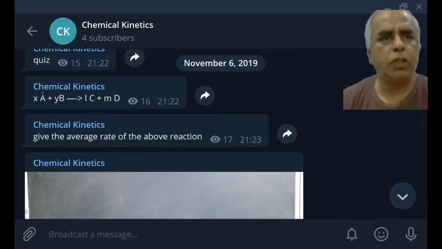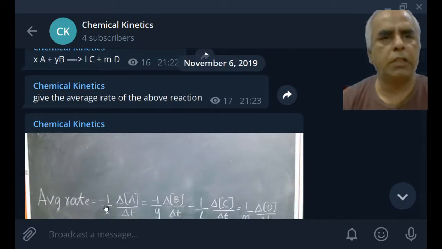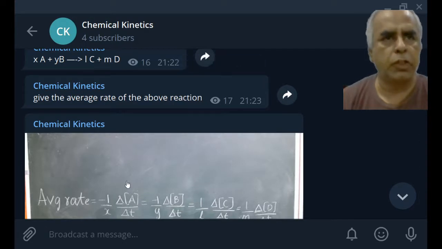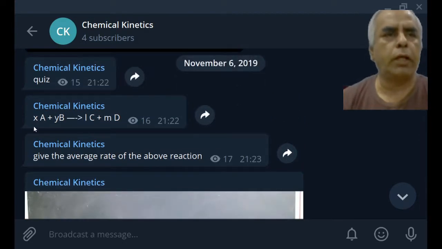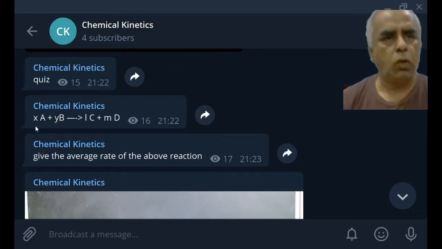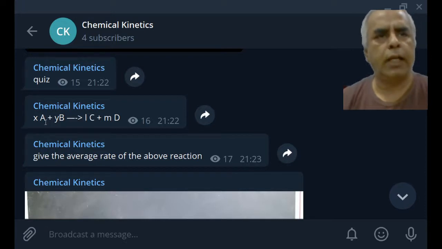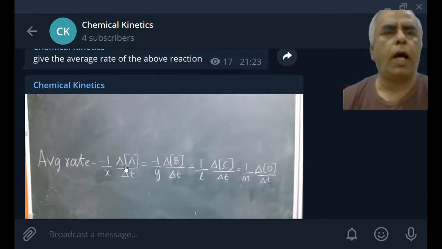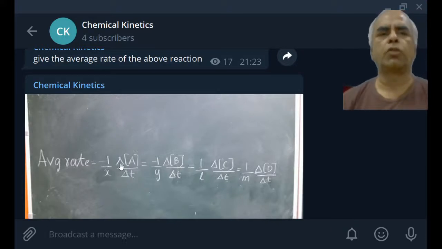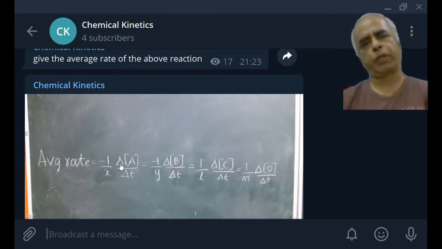So what we need to do? This minus indicates the decrease in concentration of the reactant. Just to reciprocate the mole, if it is x, put 1 by x. If it is 3, 1 by 3. If it is 5, 1 by 5. So it is xA, so 1 by x, and it is going to decrease, so minus 1 by x into A. Are you able to follow? And this is delta A divided by delta t. Delta represents what? The change in concentration.